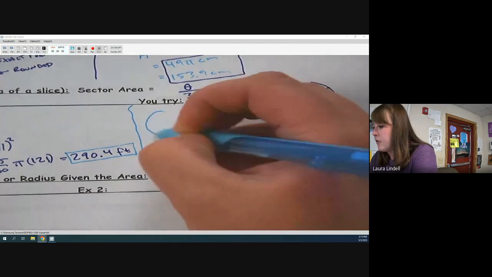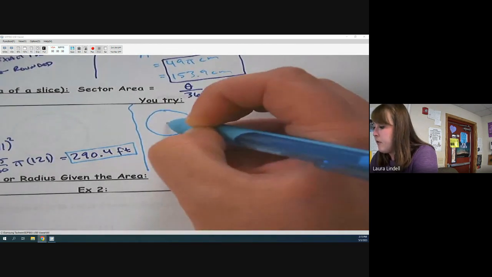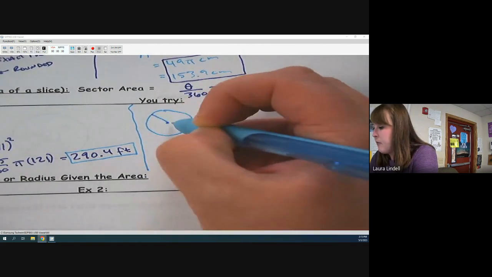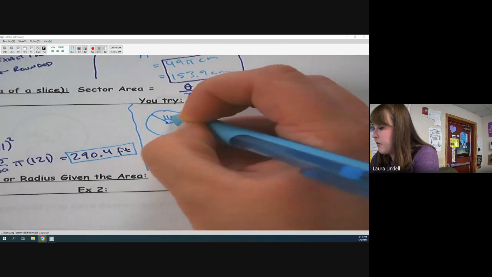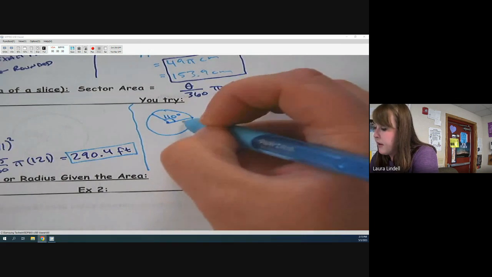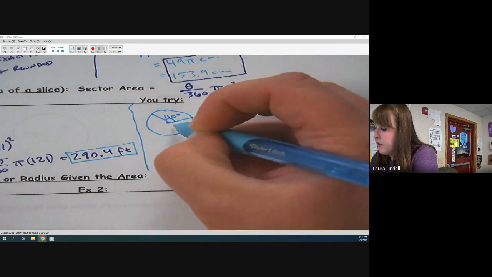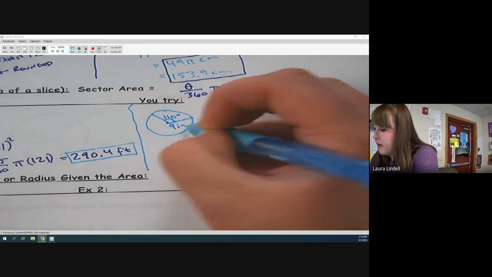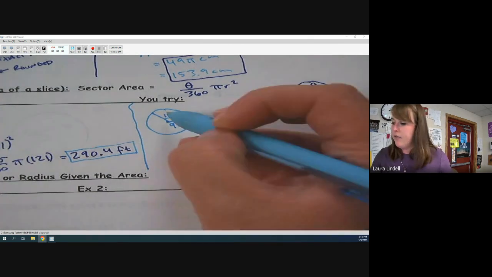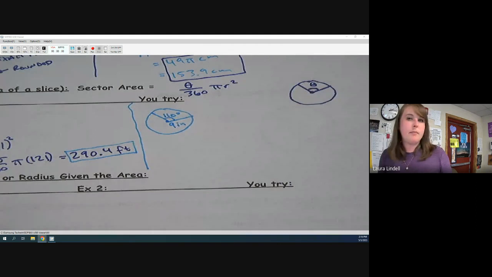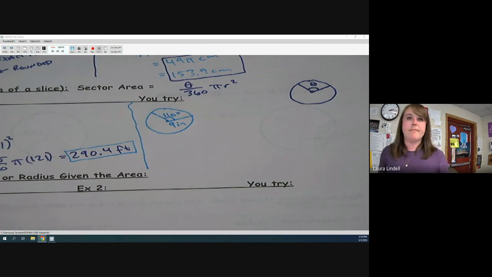So here's your circle. This time we'll say you're dealing with an angle that is 110 degrees. And this distance here is 9 inches. All right, find the area of this sector. Pause the video, give it a go, then keep it going again, and we will talk about it.